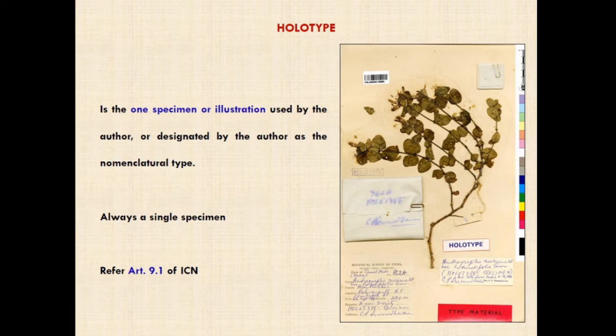So, in 2020, the concept of designating illustrations as the type is applicable only to microscopic algae and fungi. But for flowering plants or for other groups like pteridophytes or gymnosperms, one cannot designate illustrations as the type. If anyone designates illustrations as the type in the year 2020, for example, for an angiosperm, then that particular publication cannot be considered valid, and the name described by that author is not a valid name. And in the code, referring to Article 9.1, you will get the complete details about the holotype.